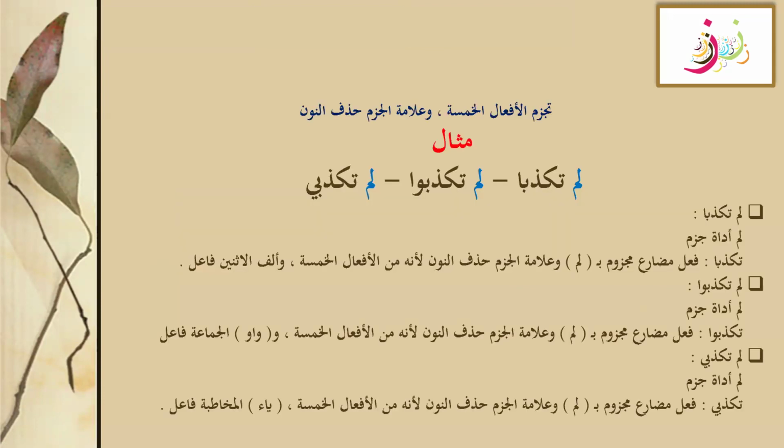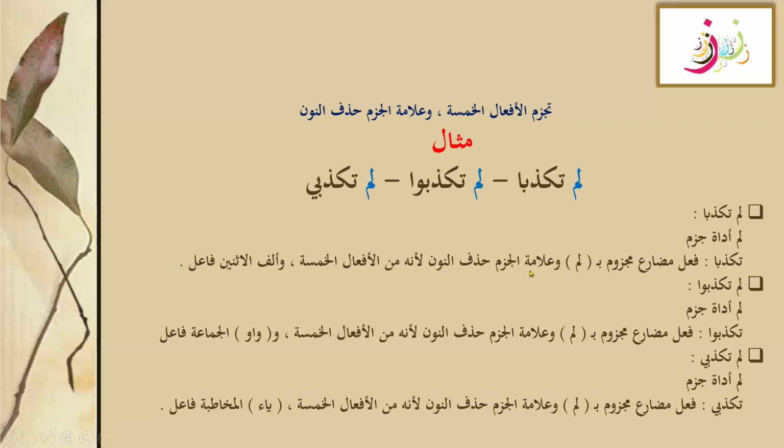All right. Let's see the example here. This is from af'al al-khamsa, and the harf of jazm is lam here: tukazzibani, tukazzibuna, tukazzibina. So here you can see: lam tukazziba, lam is adat jazm, fi'l mudari' majzum bi-lam, wa alamatu jazmihi hadhf al-noon, li'annahu minal af'al al-khamsa, and alif al-ithnayn is the fa'il. You can see here the dropping of the noon is the sign of jazm, hadhf noon instead of the sukoon. We have done this example already, alhamdulillah, in our af'al al-khamsa.